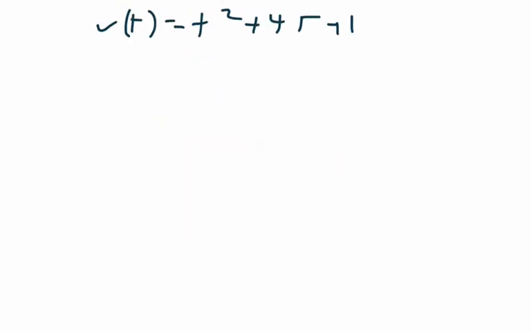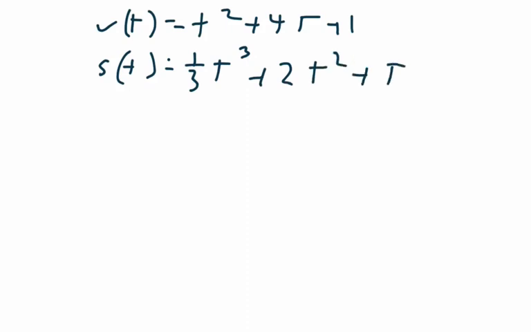Alright, so for this next one, when we want to find the position, I'm going to take the antiderivative. And the antiderivative is 1/3 t cubed plus 2t squared plus t plus c. Now what I'm going to do is plug in, they told us that at 2, the position would be 10.